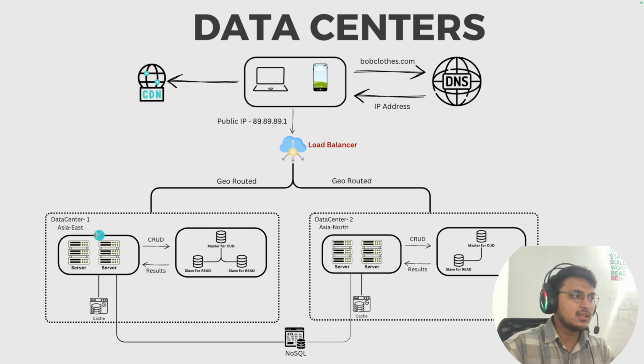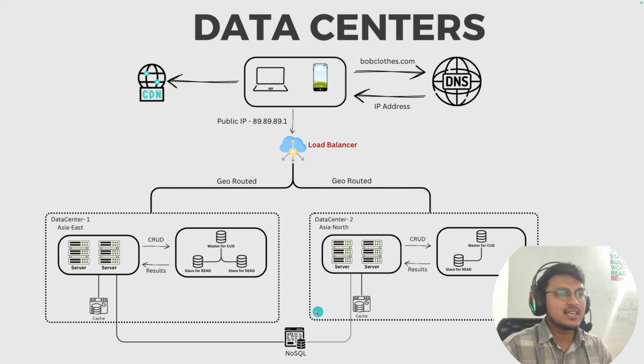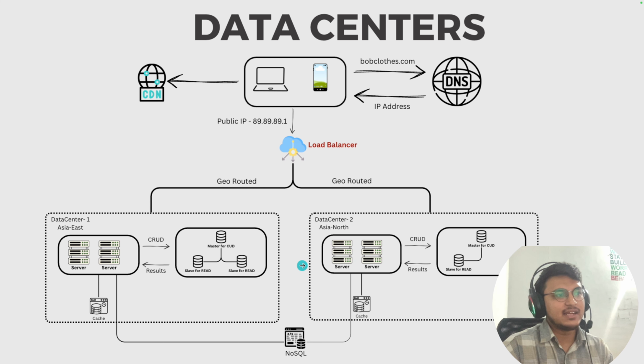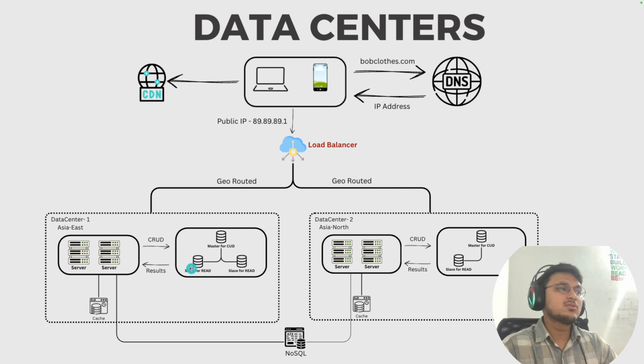You have to focus here. This is the same thing; the box inside the dotted line is the same thing. We have only replicated the system twice, and one data center is, let's suppose, in Asia East and one is in Asia North. So if people are accessing from Asia North, they will go to data center 2, which offers low latency. People nearest to Asia East will get their data from data center 1. And this is basically done by geo routing.